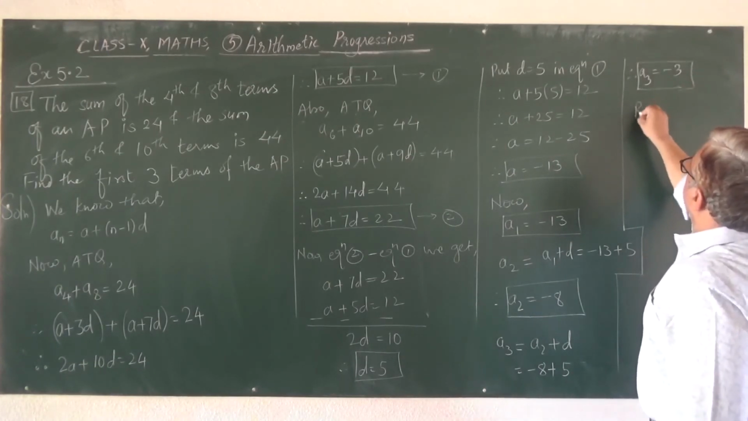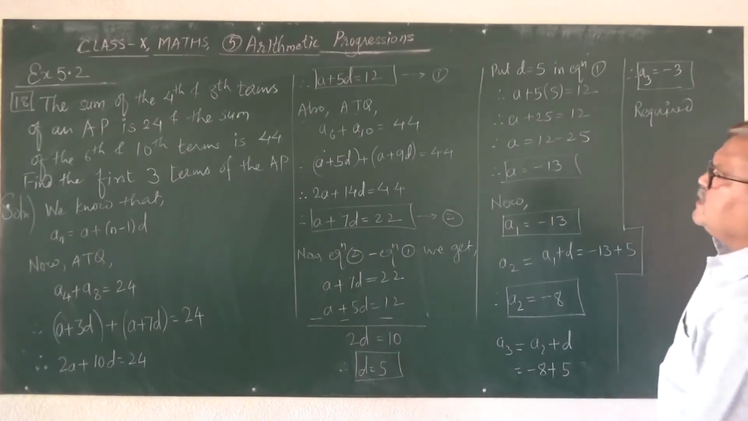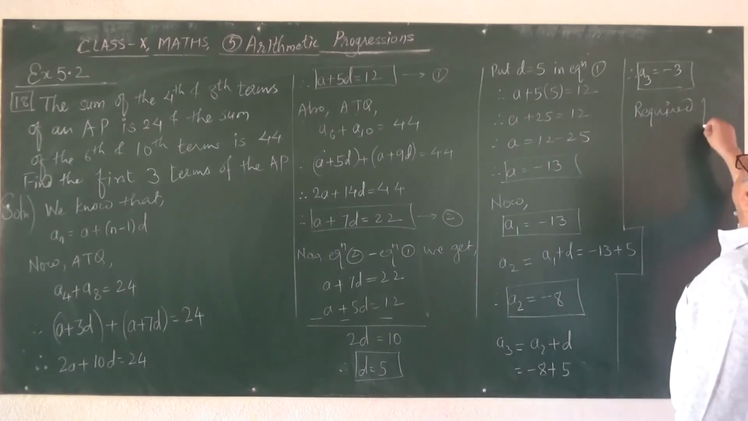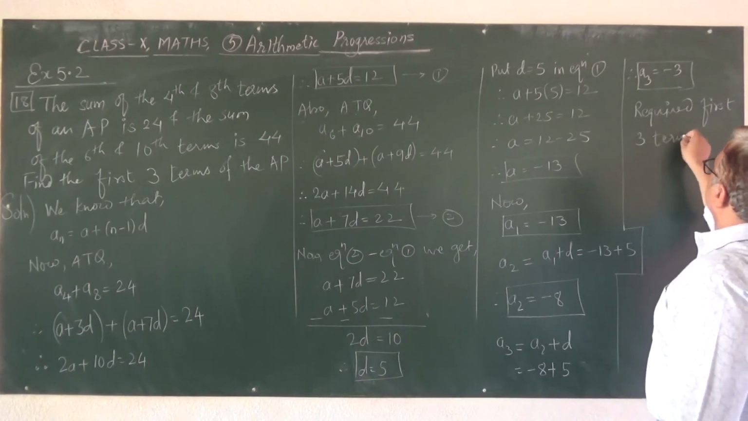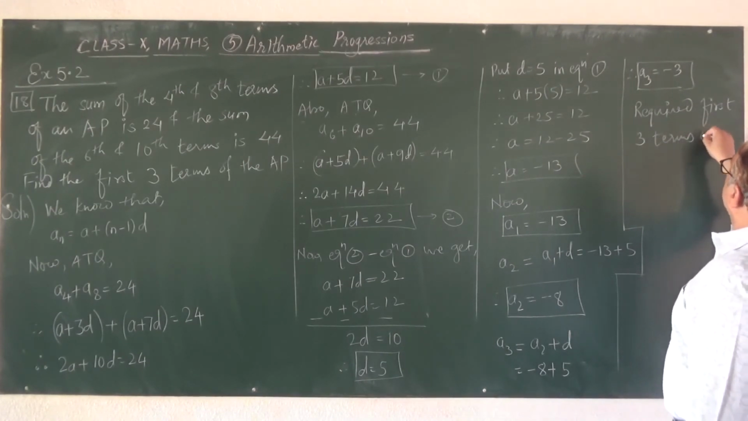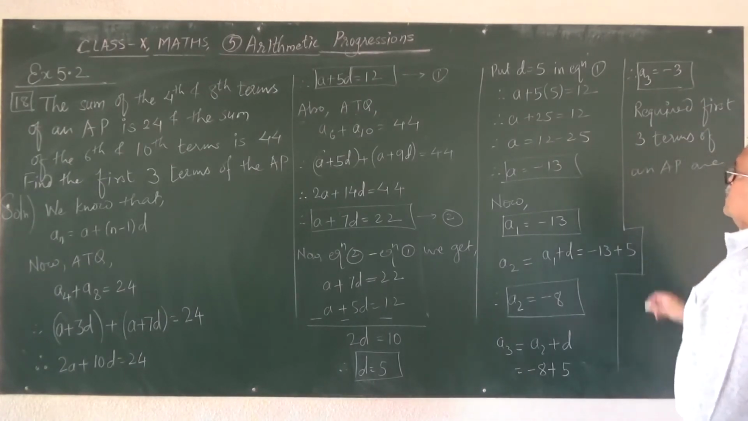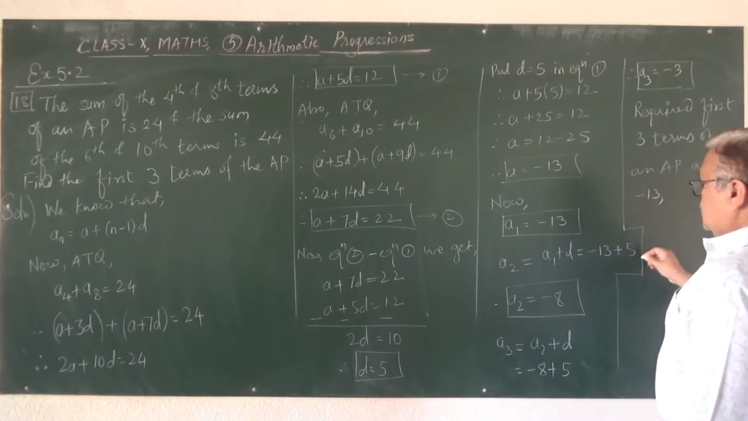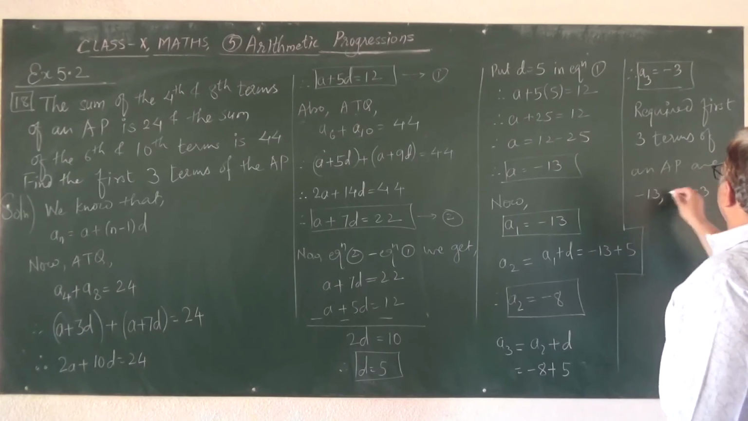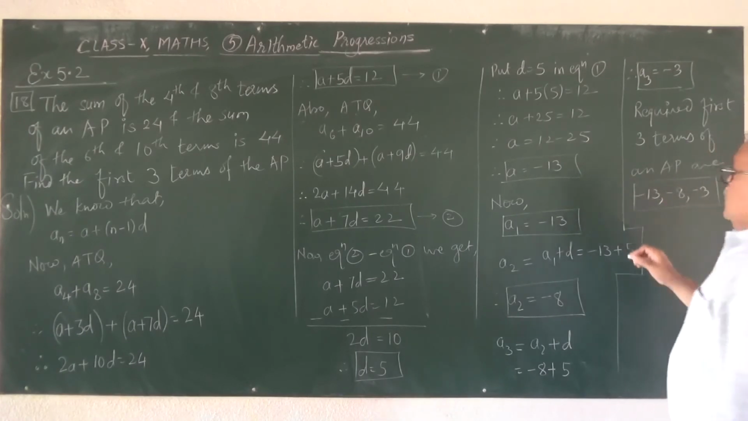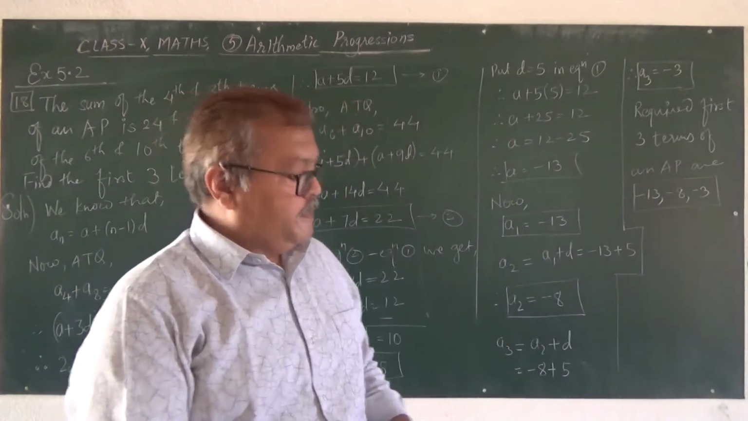So the required first three terms of the AP are minus 13, minus 8 and minus 3. Hope you have understood this sum.